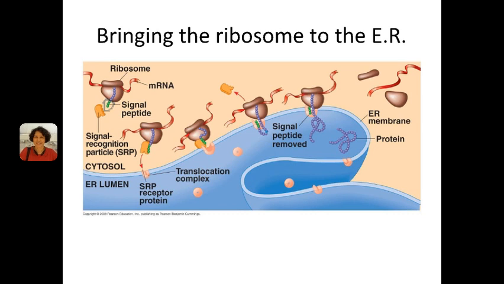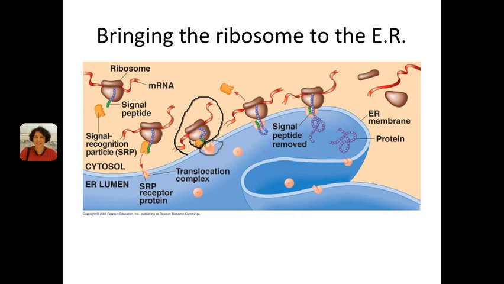The signal peptide is recognized while still in the cytoplasm by a signal recognition particle, SRP. And that signal recognition particle, in turn, is going to be recognized by a signal recognition particle receptor protein, which is here. And when those two attach to each other, the whole ribosome is now transferred to the rough endoplasmic reticulum.